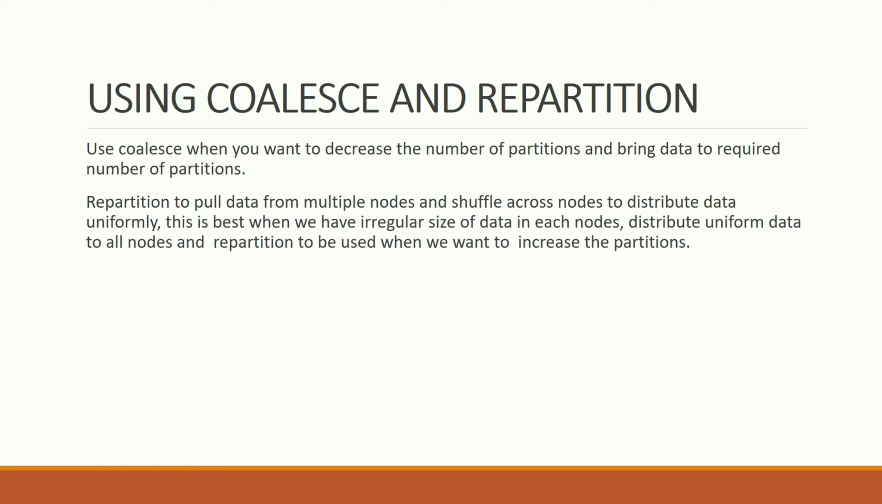Repartition is going to shuffle the data across multiple nodes and distribute it uniformly across all the nodes. So we have to use repartition when we have an irregular size of data existing in each node, so that when we use repartition, it's going to distribute data across all the nodes in an almost equal way. And we can use it when we want to increase the number of partitions.